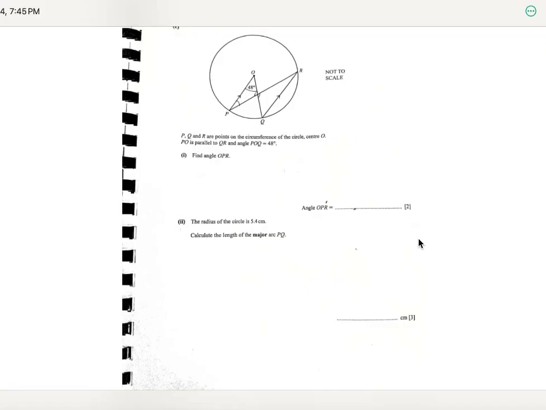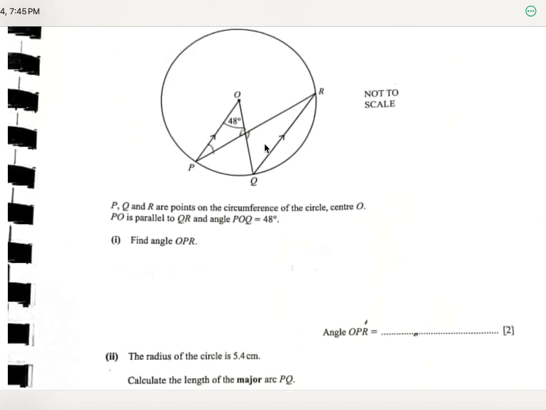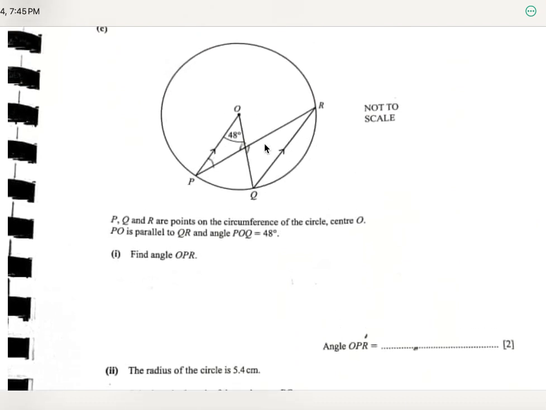Now let's go to the next one. On this next one, we have a circle. This is the center. And from any part of the circumference to the center of the circle is a radius. Okay, from the center of the circle to any part of the circumference is a radius. And then here is not a radius, it's a chord. Now this chord is parallel to this radius, they're parallel. This angle is 48.